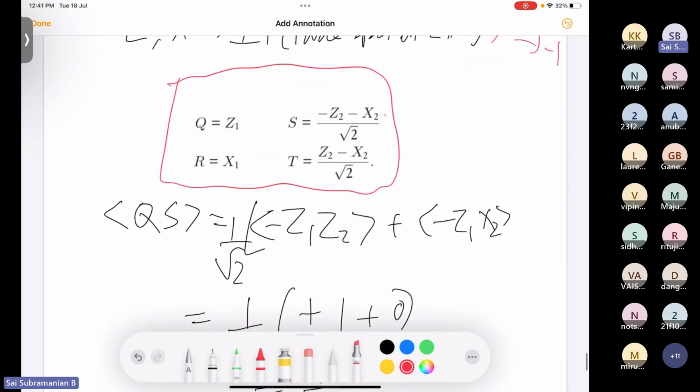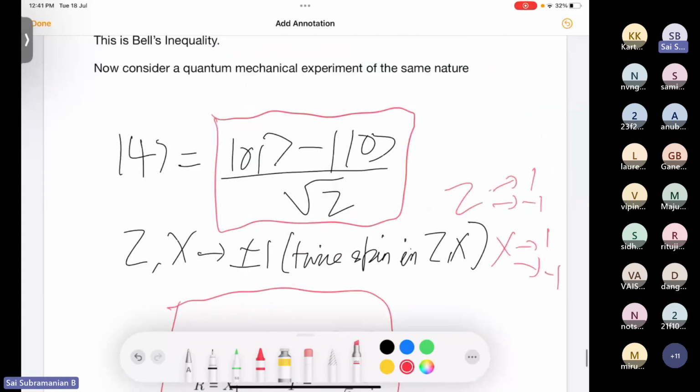Quantum mechanically, what is the expected value of QS? So QS is nothing but just multiply the 2 operators. So you get Z1, Z2, and you get minus Z1, Z2 and minus Z1, X2. Now, what is the expected value of Z1, Z2? Now let's look at this qubit. If we measure the Z spin of one qubit, whatever we get, the Z spin of the other qubit is going to be the negative of that.